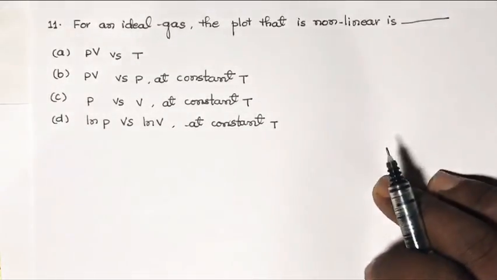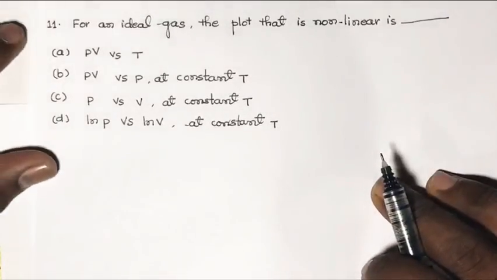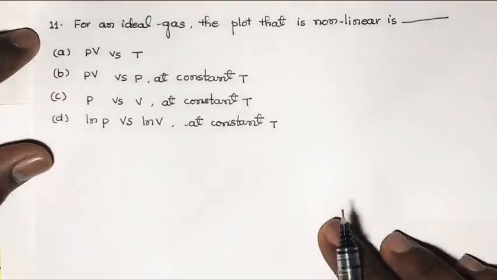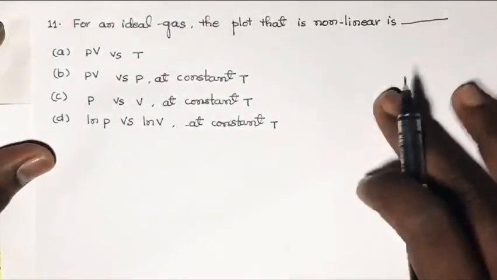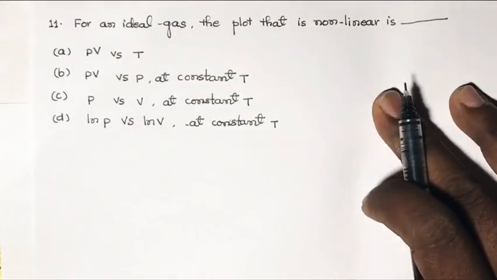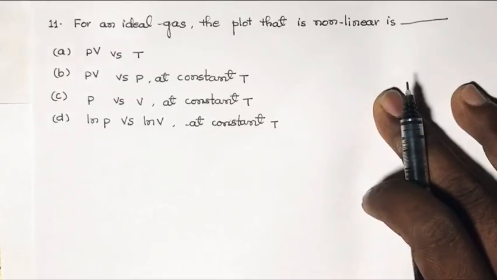And this is the first problem. For the ideal gas, the plot that is non-linear is. So these are the four options, and in each case we have to draw the plot and check whether it is linear or non-linear.